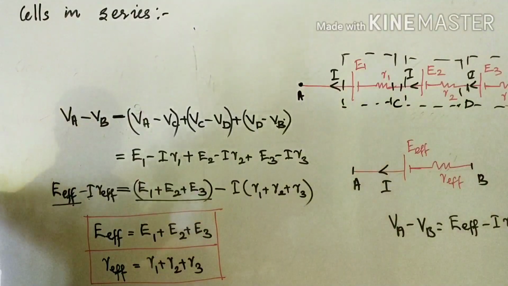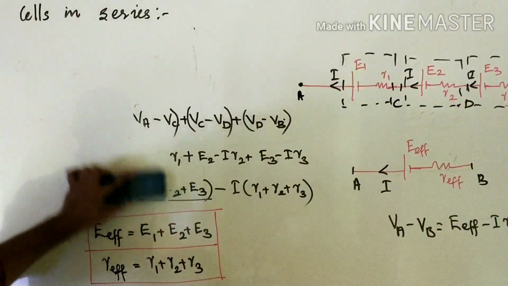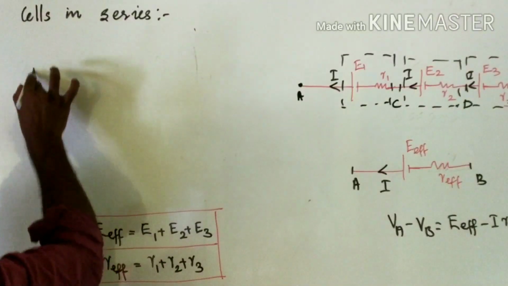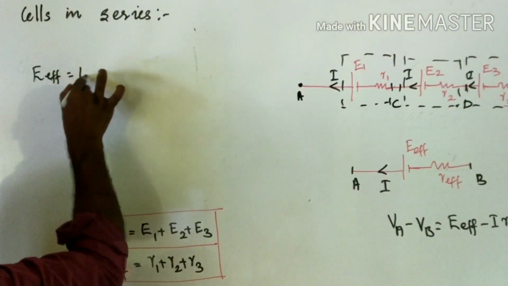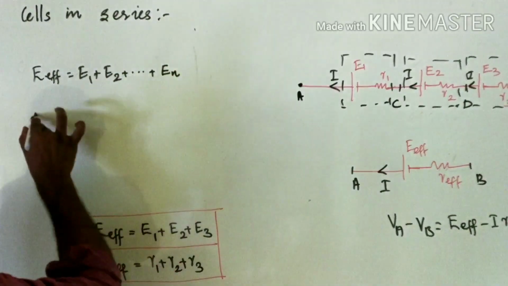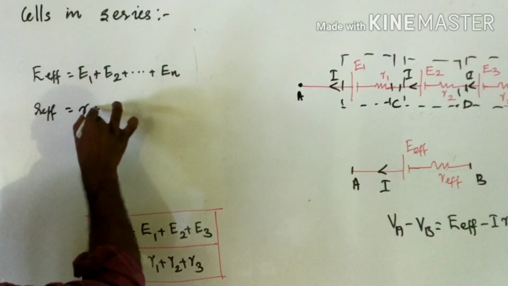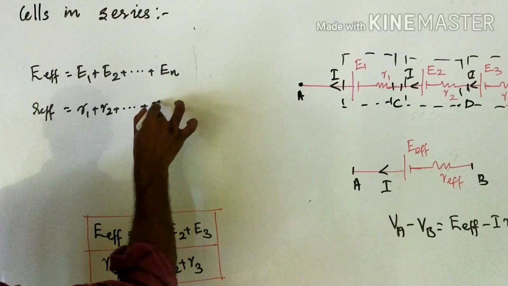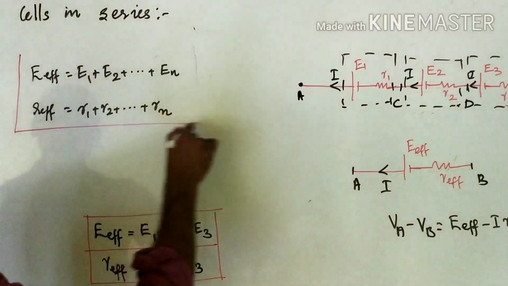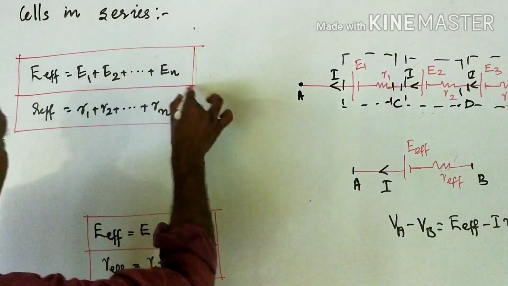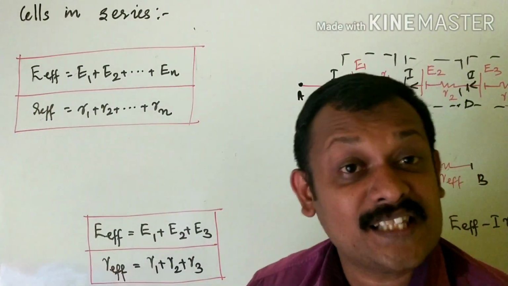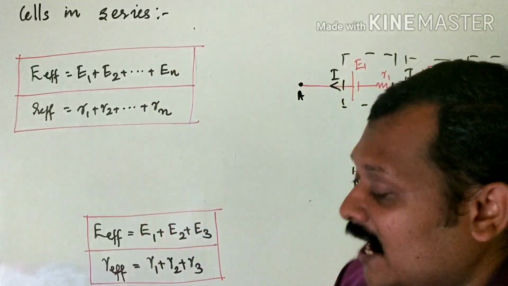So that means now we can generalize this. If you connect a number of cells, then we will get E effective is equal to E1 plus E2 plus etc. plus En, and R effective is equal to R1 plus R2 plus etc. plus Rn. This is the answer. If you connect n number of cells in series, E1, E2, E3 etc. are the EMF of each cell. R1, R2, R3 etc. are the internal resistance of each cell. This is the answer we are getting.